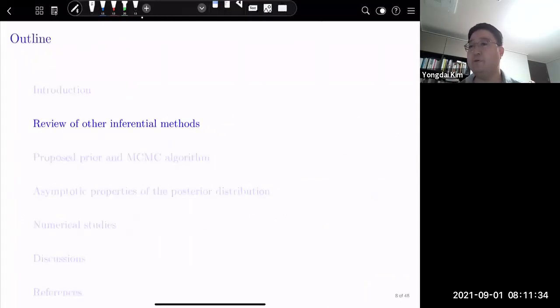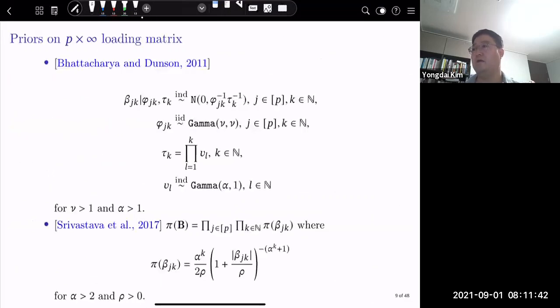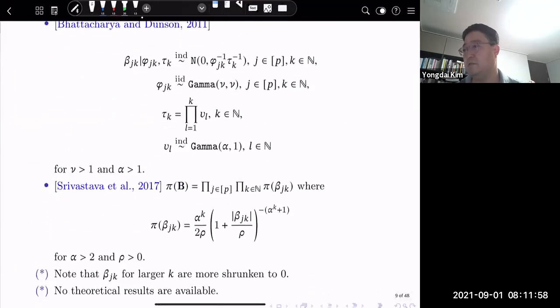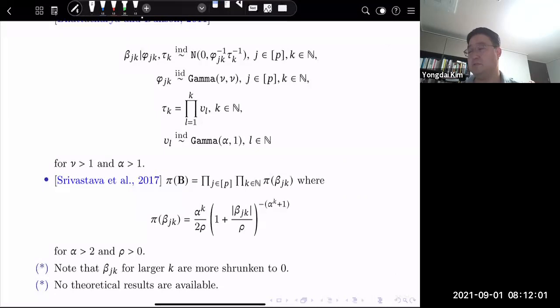Okay, let me review some other Bayesian models as well as corresponding frequentist estimators. There are some priors on the P times infinity loading matrix. Two of them are Bhattacharya and Dunson, and Srivastava et al. in 2017. And this is a kind of shrinkage prior, so beta JK for larger K are more shrunken to 0. But there are no theoretical results about these priors.